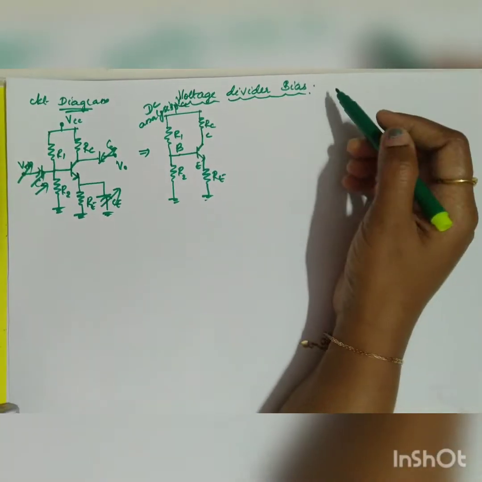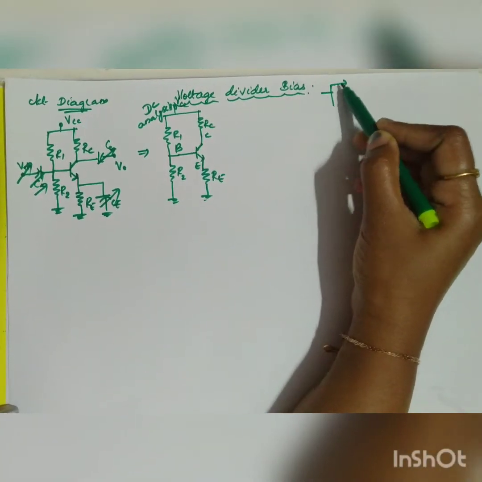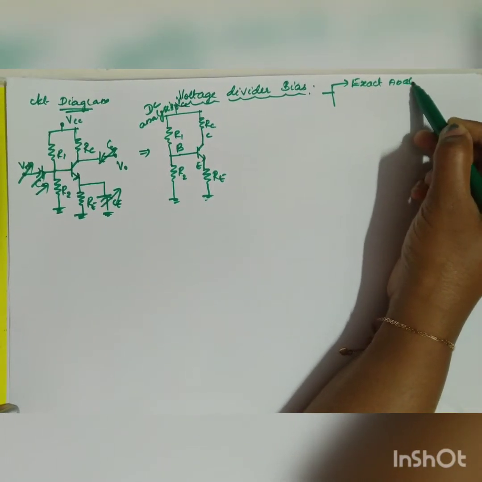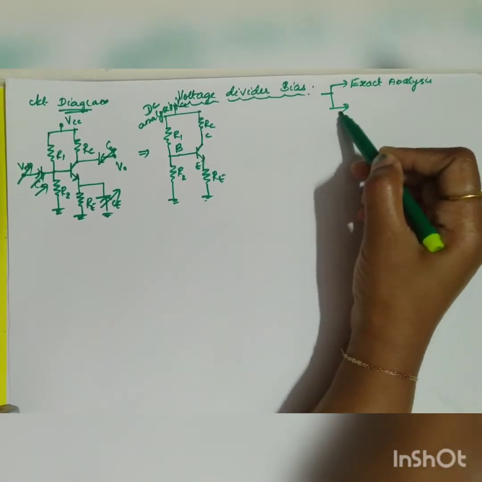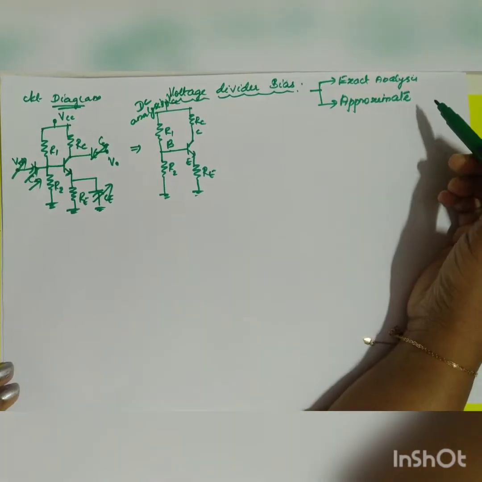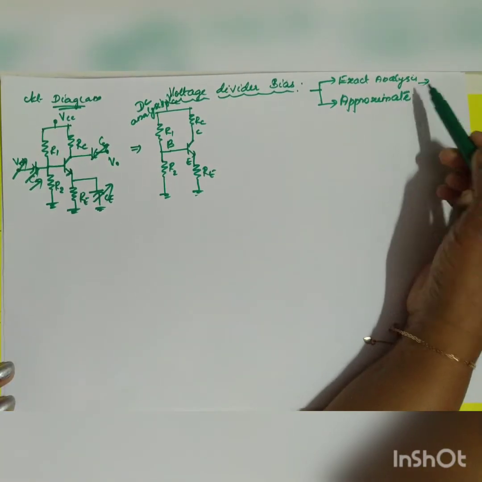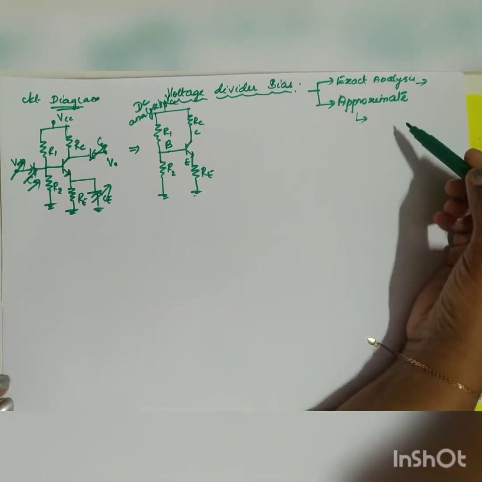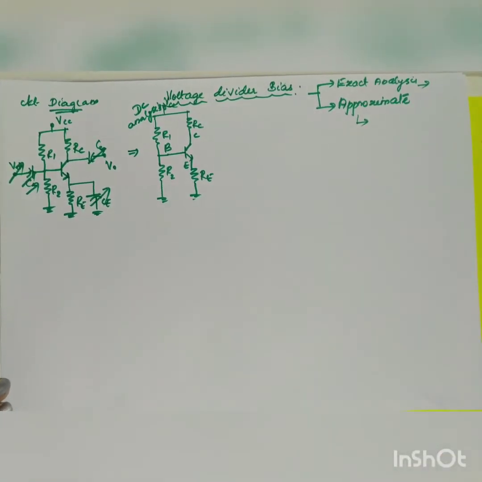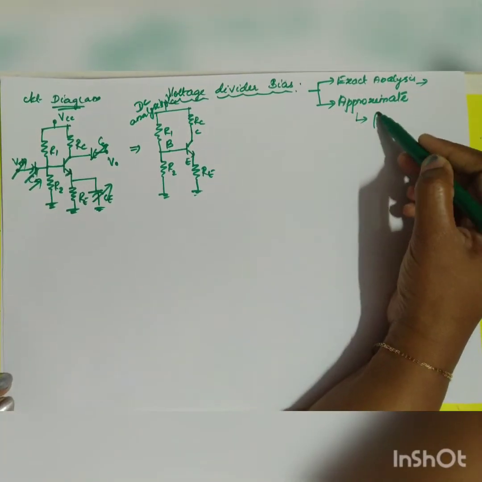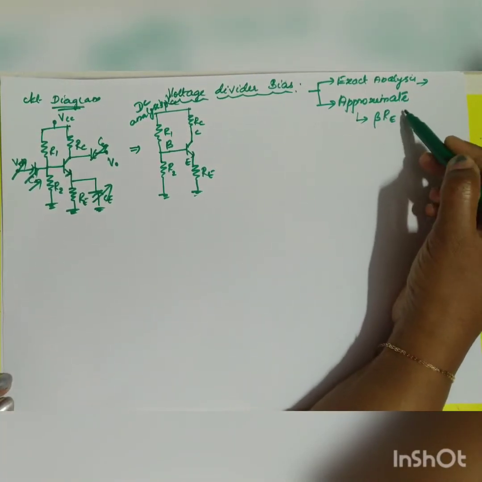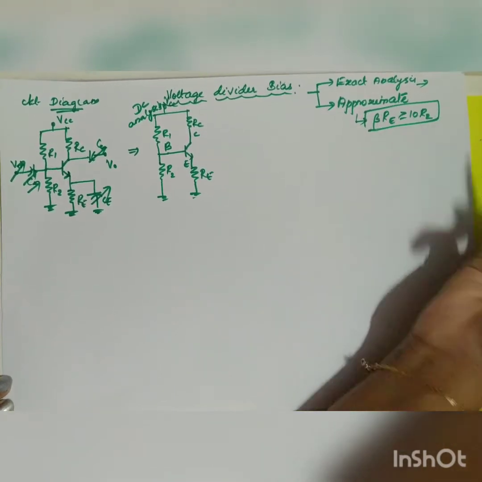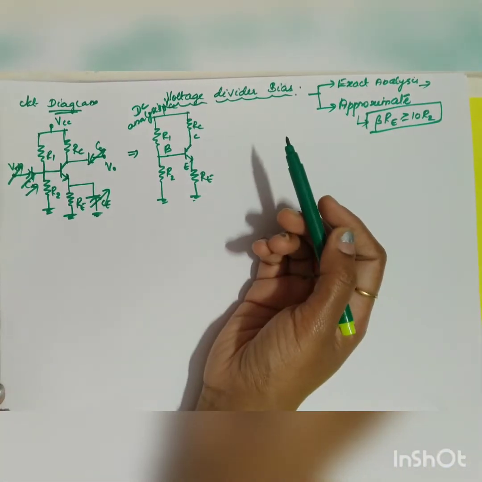The analysis can be done by two different methods. One is called exact analysis, and the second one is called approximate analysis. The exact analysis can be done for all types of voltage divider circuits, whereas the approximate analysis is applied only where a specific condition is satisfied, that is beta RE should be greater than or equal to 10 times R2. So first let us see the exact analysis.